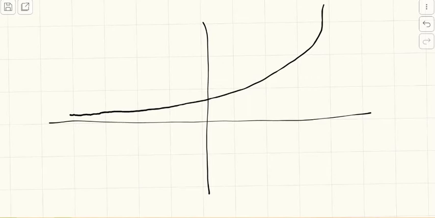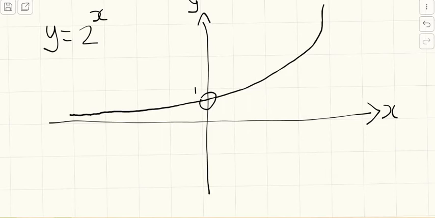And if this is y is equal to 2 to the power of x, the important things to note are that this point is where y is equal to 1, because this is where you have 2 to the power of 0. And the other thing that's important is to note the asymptote, which is the x-axis or the line y equals 0. Okay, so let's just generalize this.